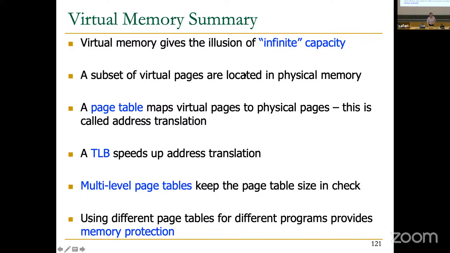You have a subset of virtual pages located in physical memory, and a page table maps virtual pages to physical pages. This is address translation. A TLB and also a page walker speeds up address translation. Hardware accelerators, basically. Accelerator specialized for virtual memory acceleration. And multi-level page tables keep the page table size in check. And using different page tables for different programs and having access control bits provides memory protection. This is virtual memory in one slide, let's say.